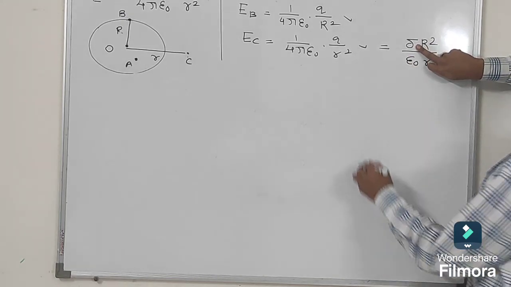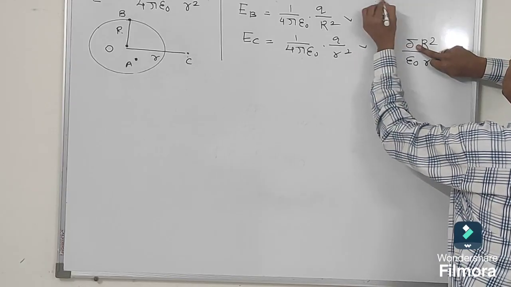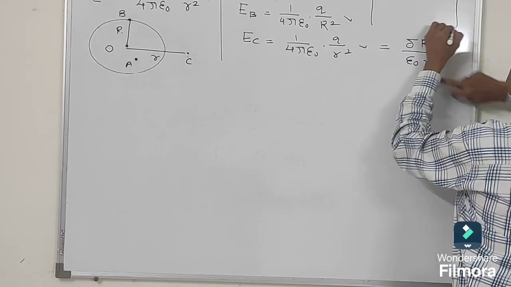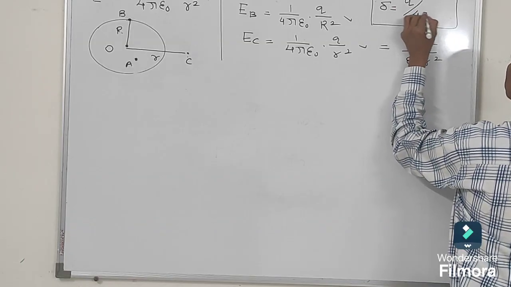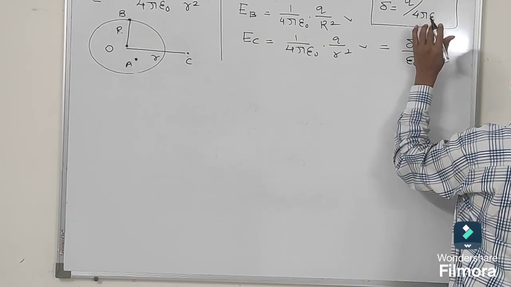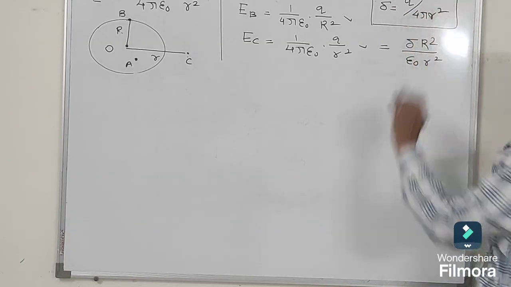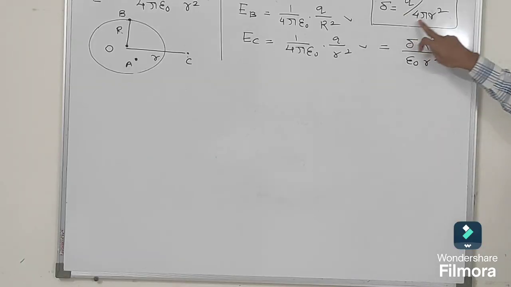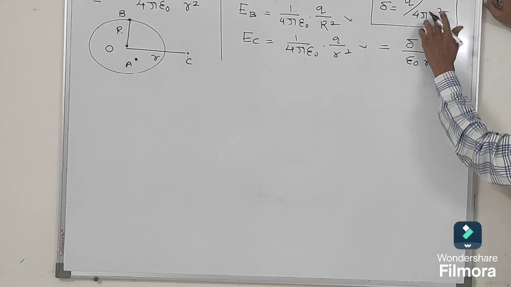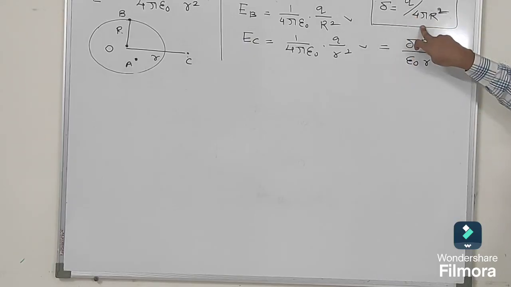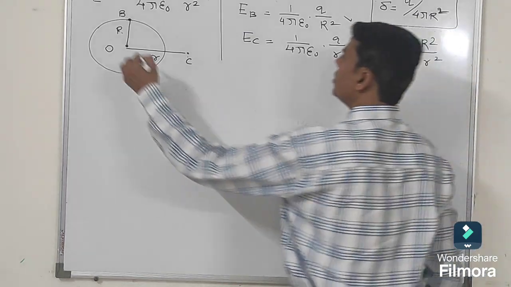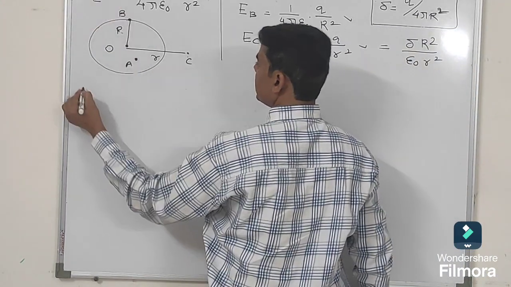Where, what is sigma? Sigma is charge per unit area. Here we can write sigma is charge Q upon 4 pi r square. Sigma is charge per unit area, that is surface charge density. So this is an important application of Gauss's theorem for electric intensity.